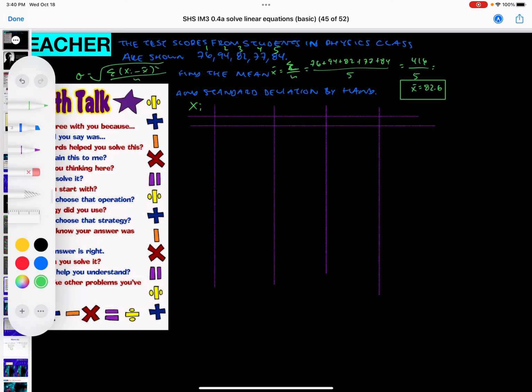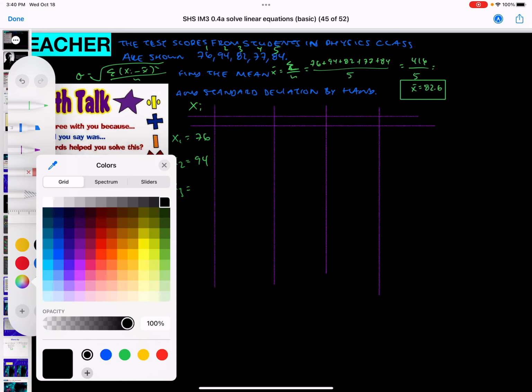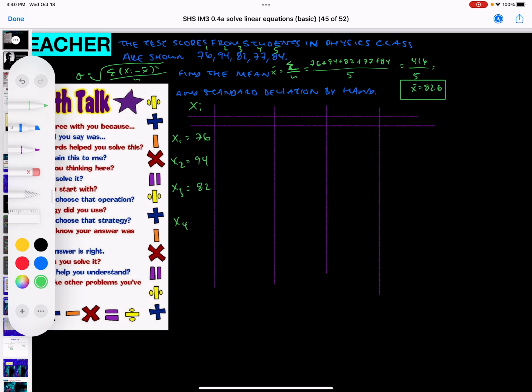So the data points, the first number is 76. Second number, 94. x3, the i becomes the number in the list. So this would be 82. x4 is 77. x5 is 84. Okay, next we're going to take the value, and now we're going to subtract it by this number here, the x bar. So the x bar is 82.6.